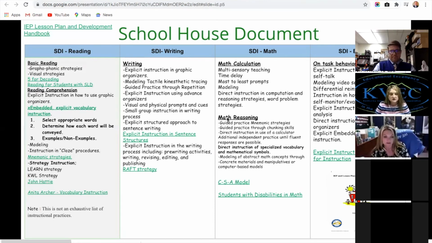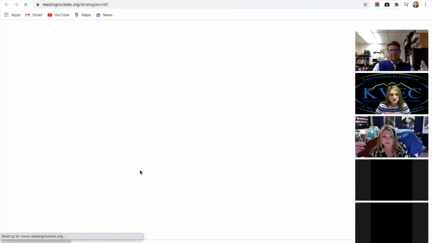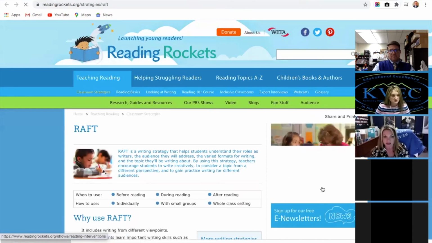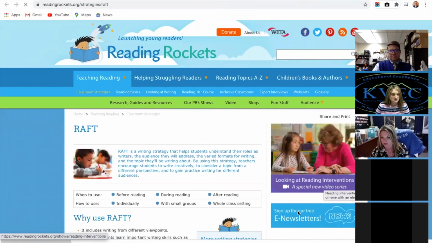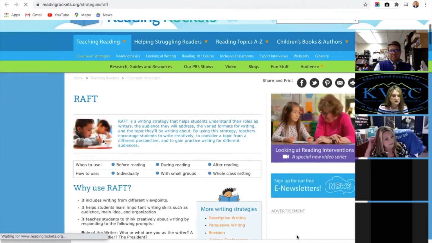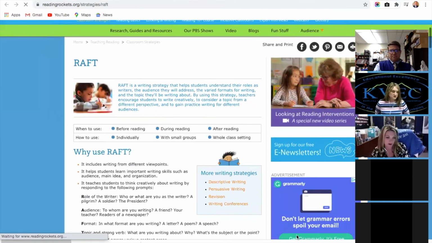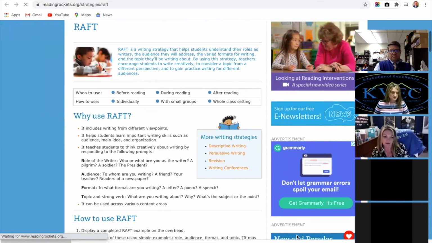Graphic organizers are a big one for reading and writing. I think Stephanie actually mentioned that in math too. But you have to teach them how to use it. You can't just hand them a graphic organizer and tell them, here, use this. So this one is for writing. It tells you it's RAFT.